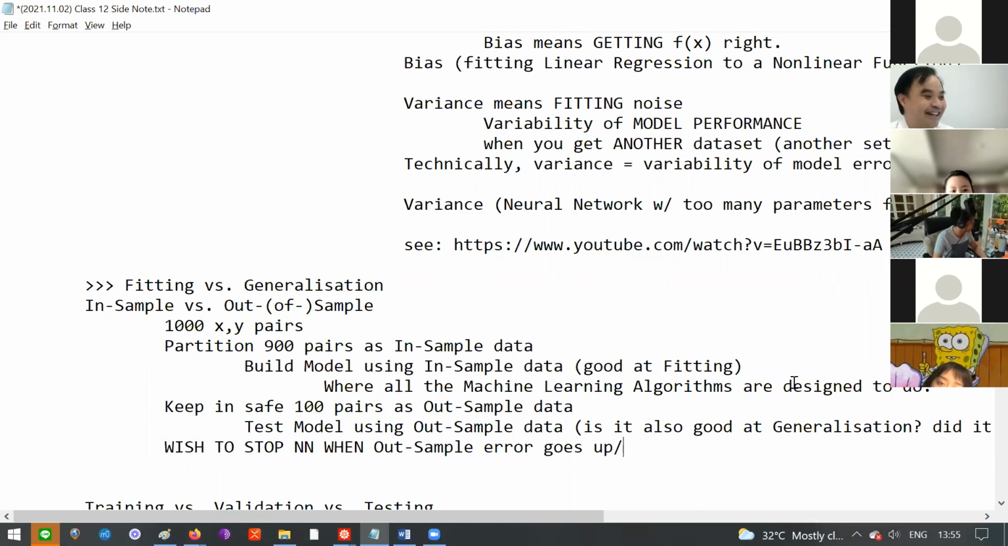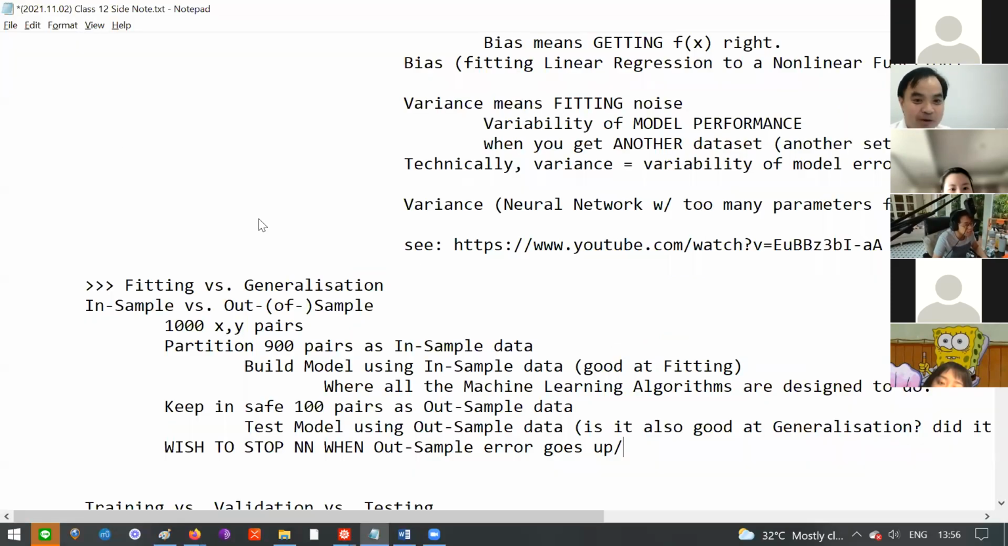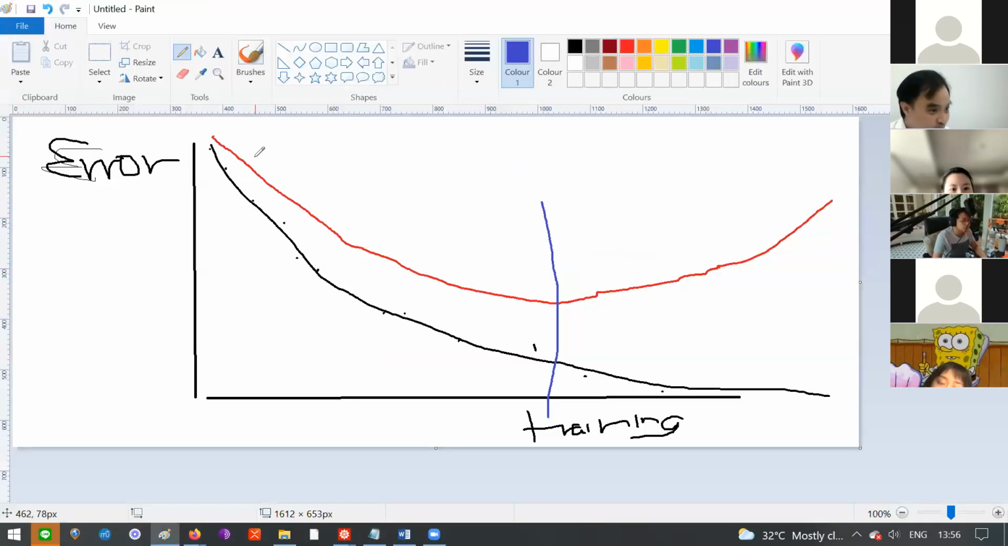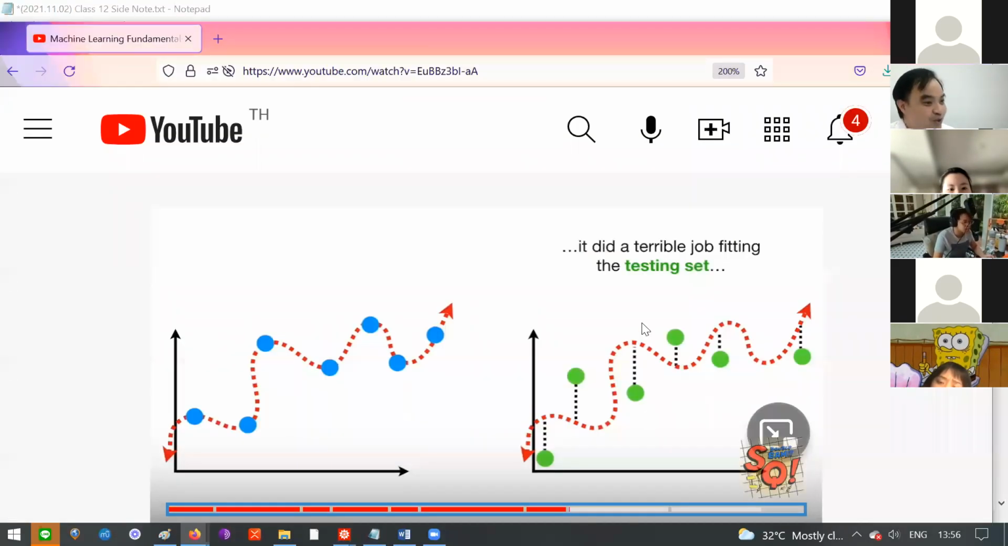It's a cheat. Because by nature of out of sample, you can't use it to influence your model. You're using your blue data to train the model, but you're also using the green data to stop. So you are using both of them. That's illegal. That's not a real test.